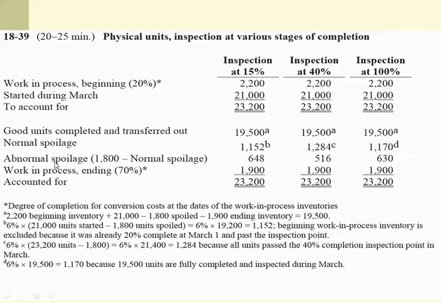Abnormal spoilage equals 1,800 minus 1,170 equals 630 units. Work in process ending equals 1,900. Total units accounted for 23,200.